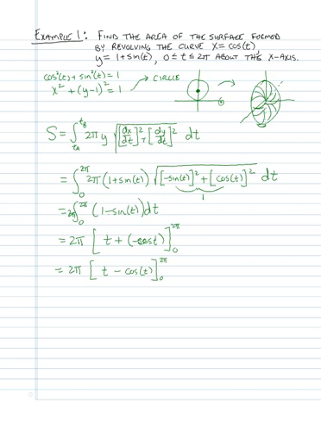Well, when we do that, you can finish this out. There's no big deal here. We'll get 4 pi squared. And we could approximate that if we wanted to. It wouldn't be a big deal, but right now I'm satisfied with 4 pi squared. That's the surface area of this surface that we get by rotating that circle about the x-axis.